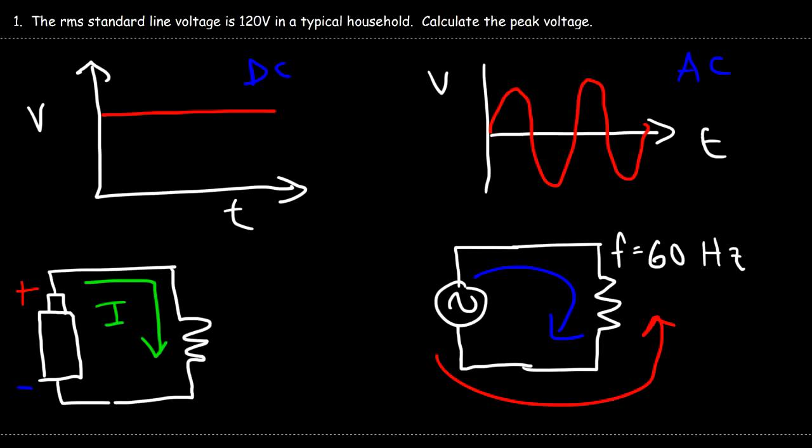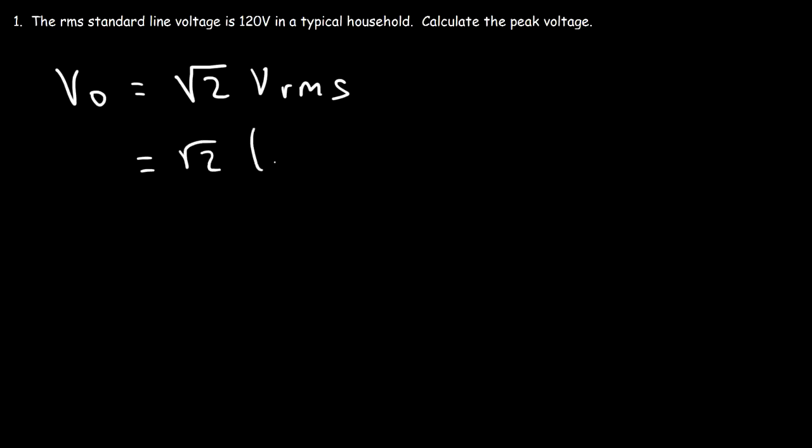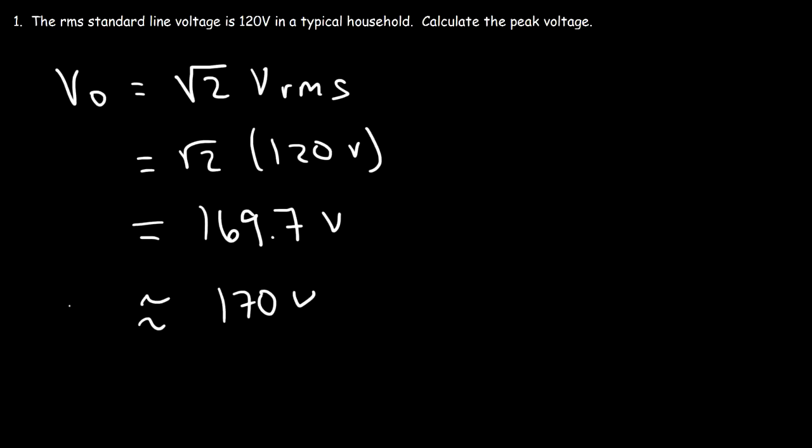Now let's go back to this problem. The RMS standard line voltage is 120 volts in a typical household. Calculate the peak voltage. The peak voltage is equal to the square root of 2 multiplied by the RMS voltage. So the RMS voltage is 120 volts. And if we multiply that by the square root of 2, this is going to equal 169.7 volts. You can approximate it and say it's about 170 volts. So that's the peak voltage found in a typical household line.